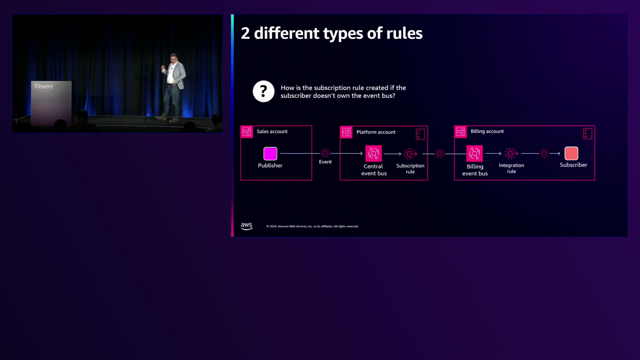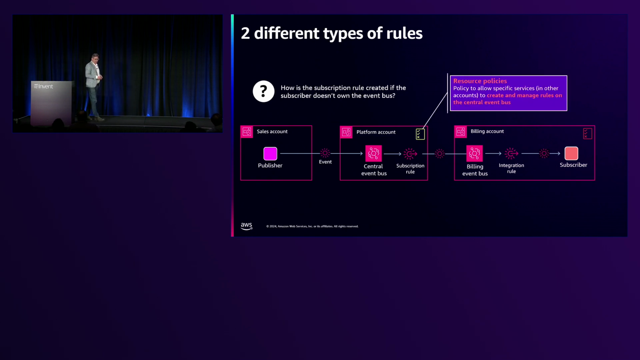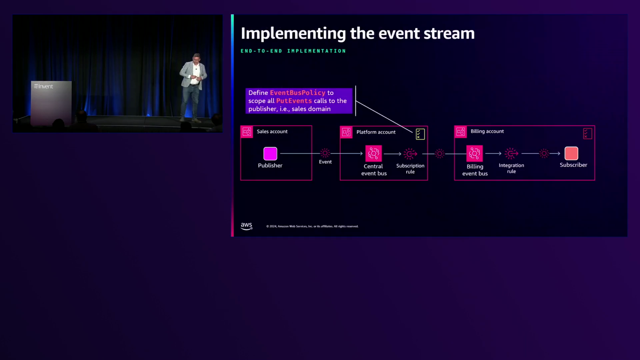So if the rules are owned by the billing account, how then will the rule be created on the central event bus if billing doesn't own that resource? Well, the way to do this is through resource policies. Resource policies allow us to create policies that give other entities, or principals, permissions to create resources on things that they don't own.